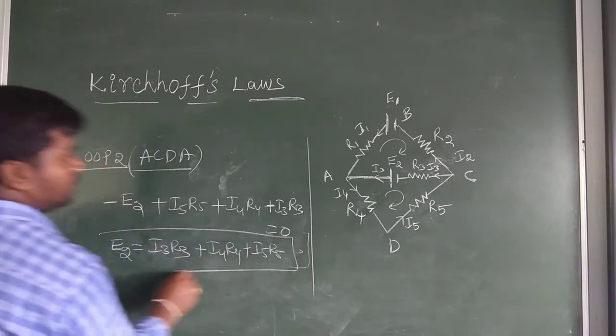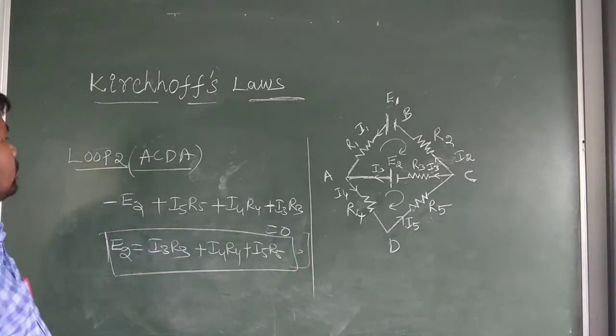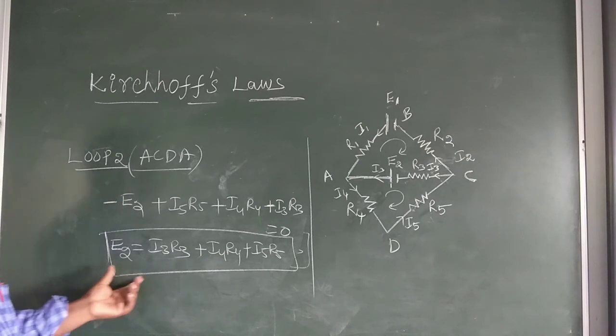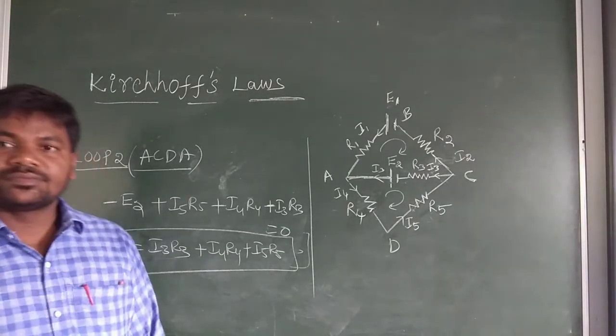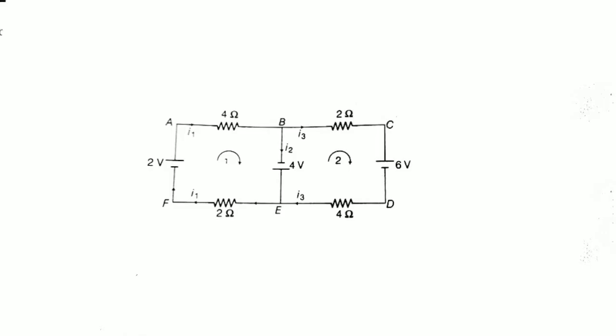Okay, according to the loop rule, we have to find these equations. Find the current in different branches of the electric circuit shown in the figure.